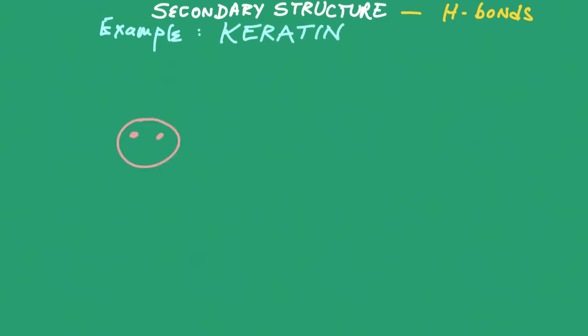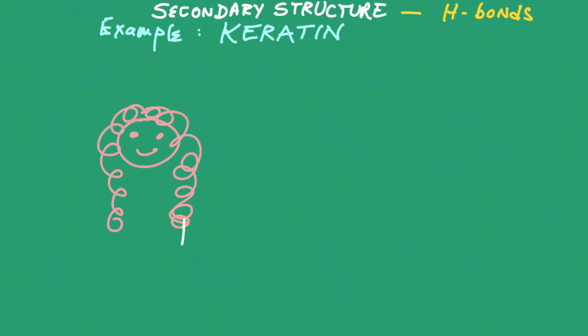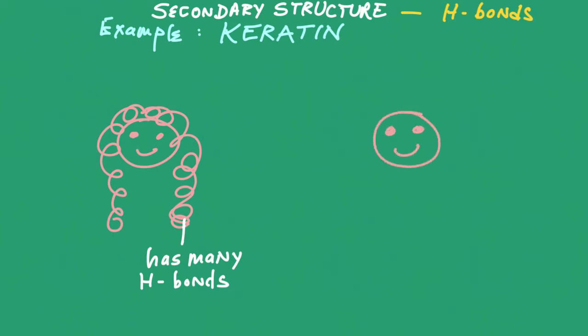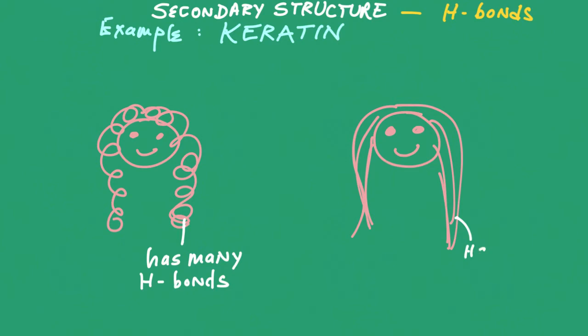Here's a person with naturally curly hair. And in this person, the keratin has many more hydrogen bonds than a person with naturally straight hair. So there are many more hydrogen bonds that hold this keratin structure together. That's what makes the hair curly. Here's a person with naturally straight hair. This person's keratin has much fewer hydrogen bonds.